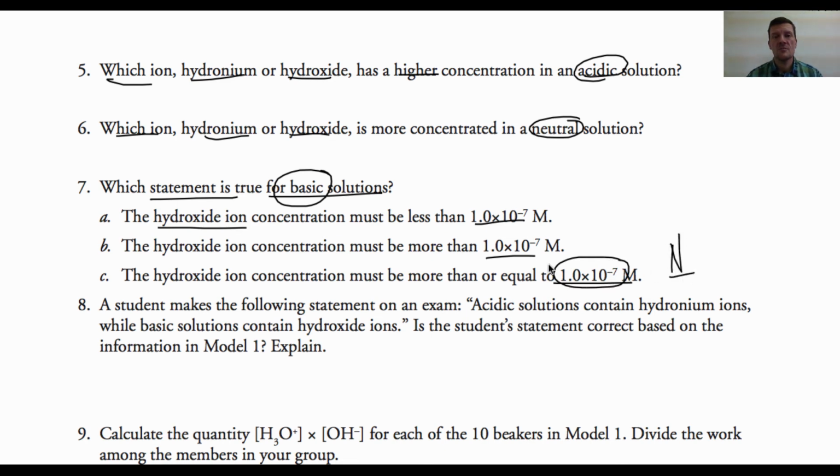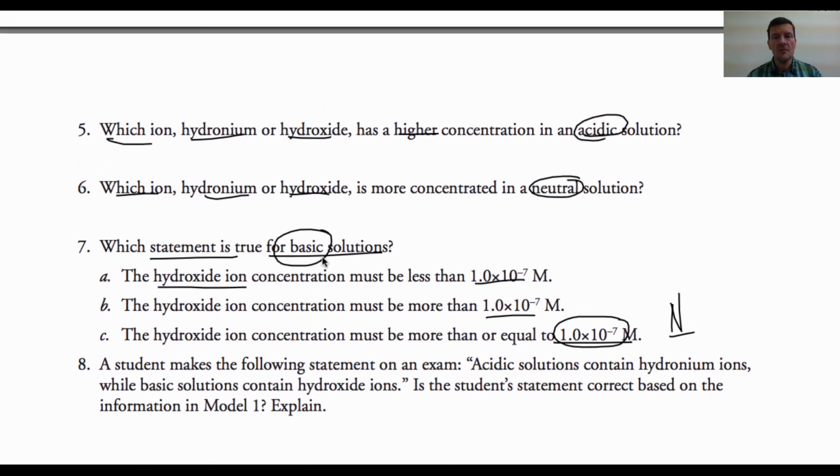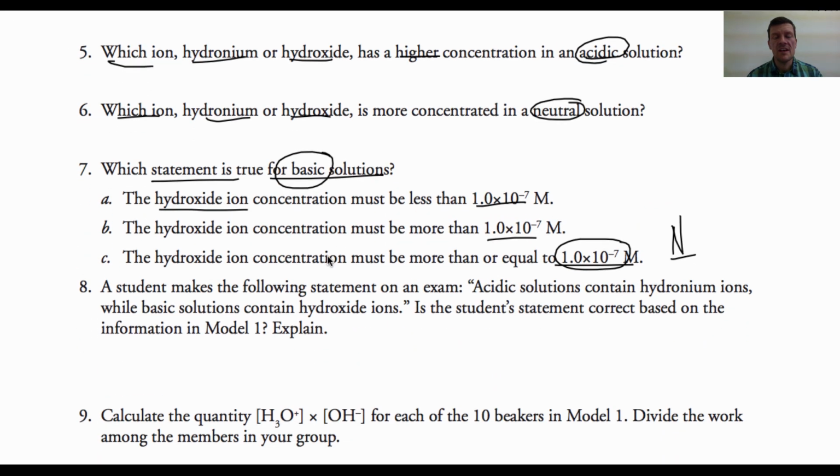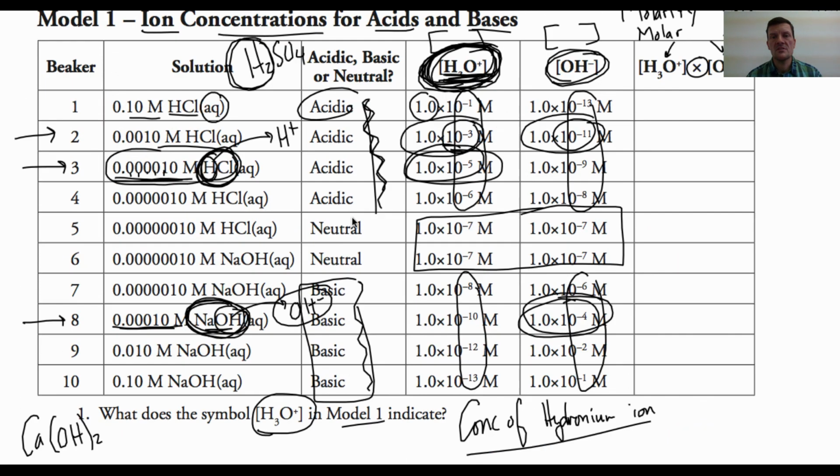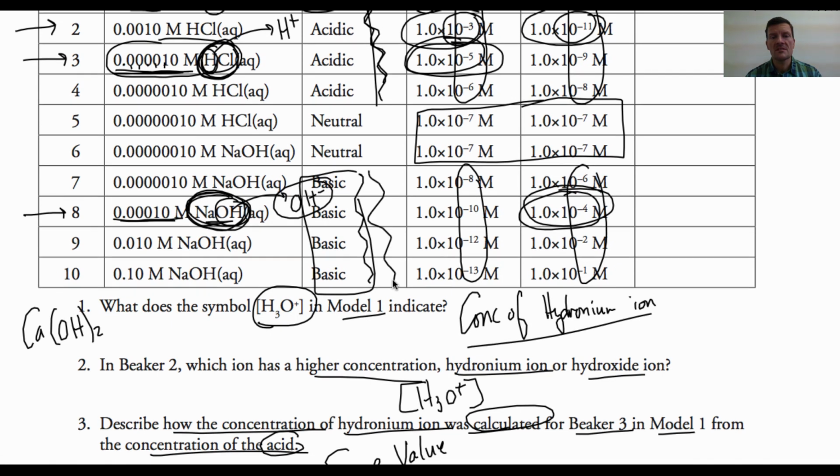And you don't want it to be less than that because then that means the hydronium has to be greater and you would have acidic. So you want your concentration to be more than 10 to the negative 7 for hydroxide in order to make a basic solution. Let's look back up here just to confirm. For all your basic solutions, all these numbers right here are greater than 10 to the negative 7.